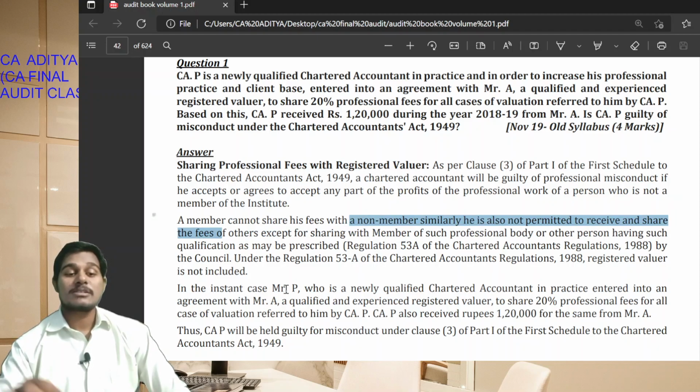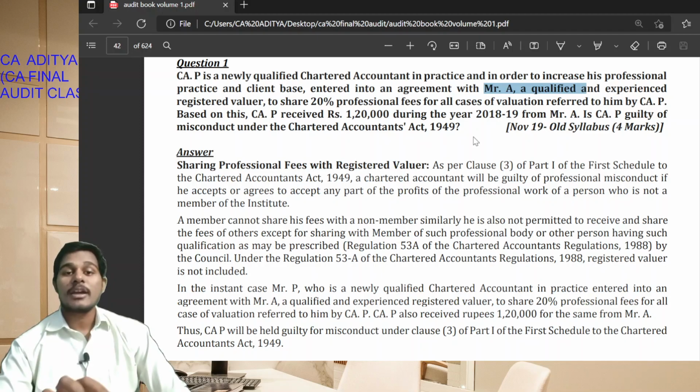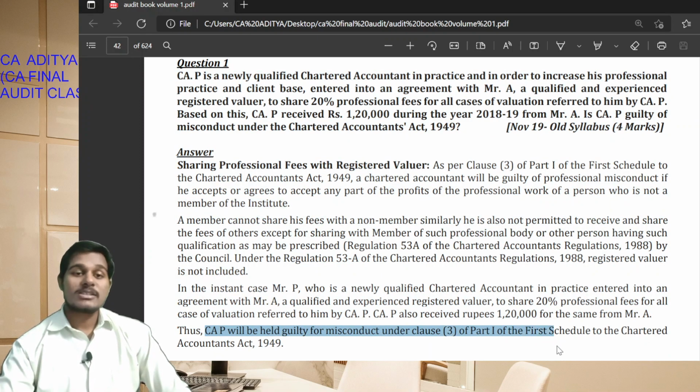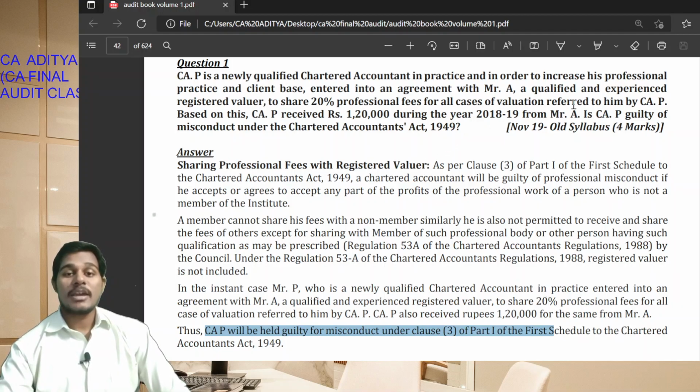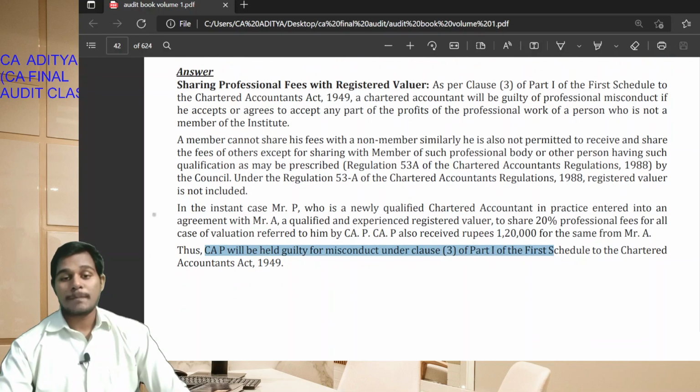See students, in the present case, Mr. CAP, who is a newly qualified chartered accountant in practice, entered into an agreement with Mr. A, a qualified and experienced registered valuer. See students, Mr. A is a qualified and experienced registered valuer, but not a chartered accountant. So in the present case, Mr. CAP will be held guilty of professional misconduct because he is accepting the profits from Mr. A. A registered valuer is not a qualified professional and not a member of a professional body. So in the present case, Mr. CAP will be guilty of professional misconduct.